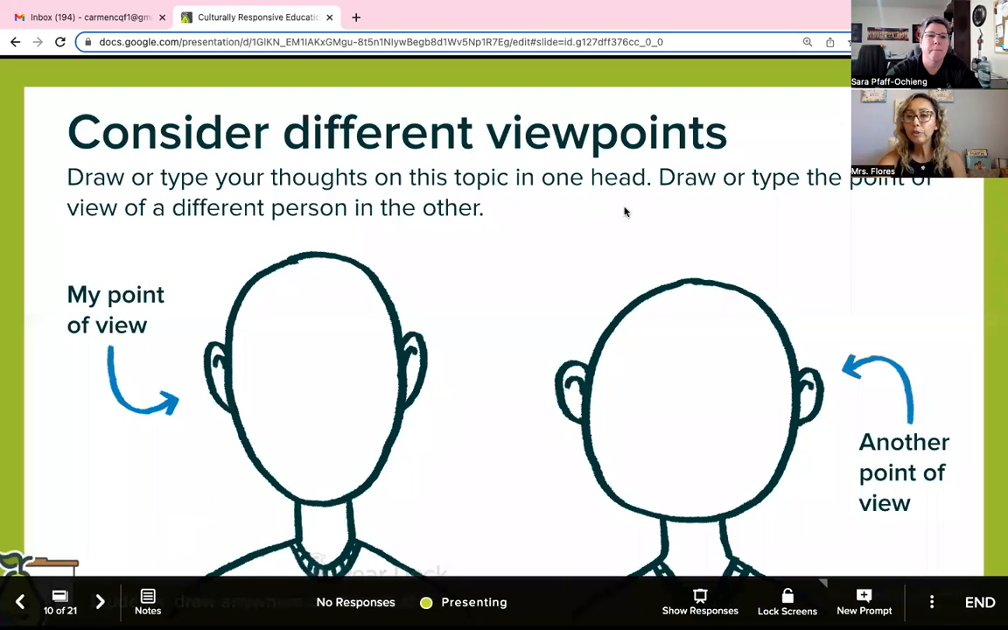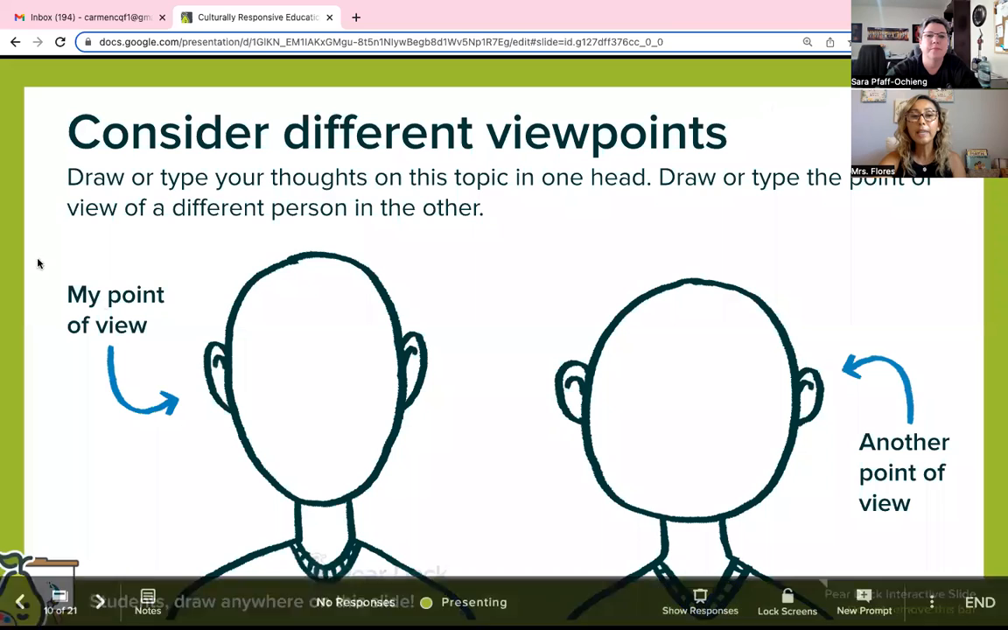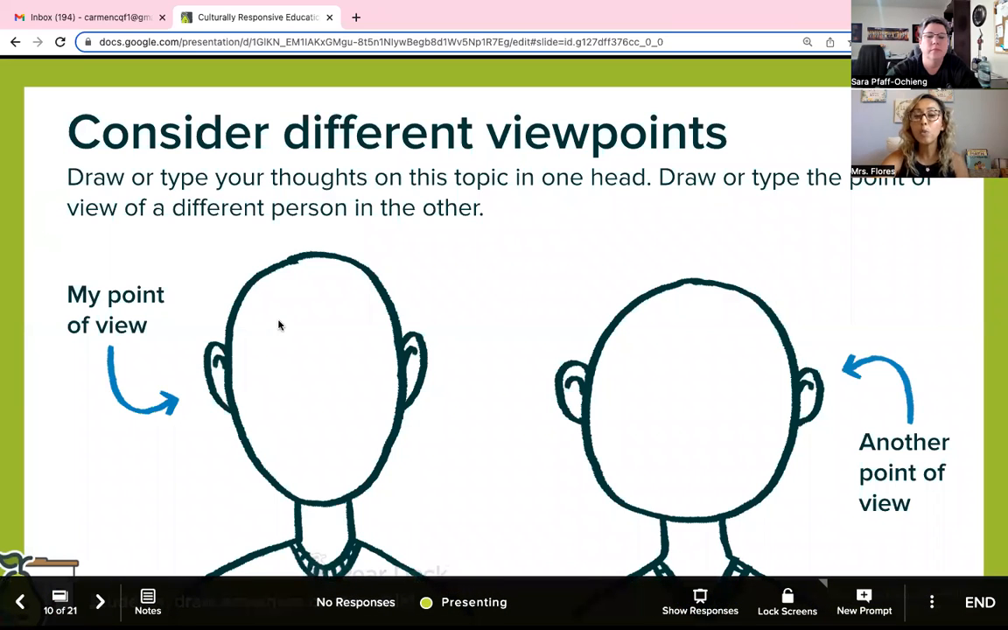So let's consider different viewpoints regarding the topic of bias. What I would like for you ladies to do here is, if you could type just your thoughts on what your point of view is, and then what you think another person's point of view might be in regards to biases. So if I could just have you jot a few ideas here, what is your point of view on addressing it within the workplace? And then another person's point of view. Hope that makes sense.